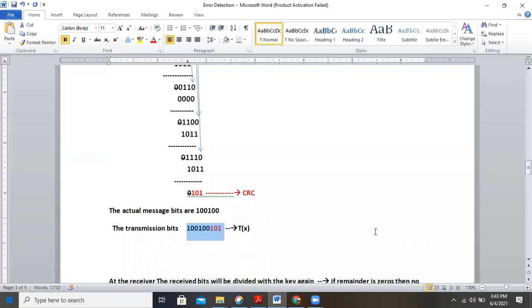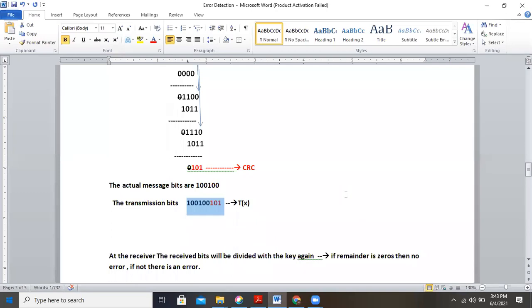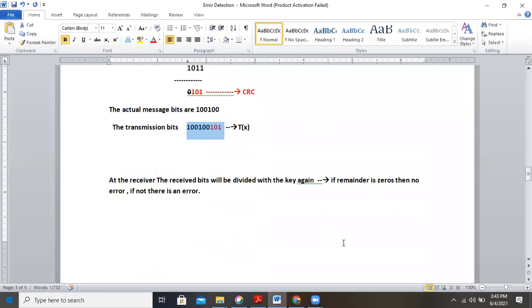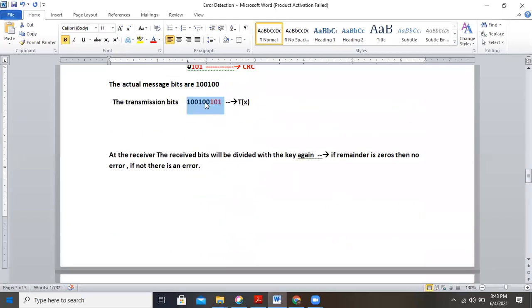Okay. And what the receiver has to do? It has to perform again the same operation. So whatever the received transmission polynomial is there, it will divide with the key generator polynomial again. Okay.